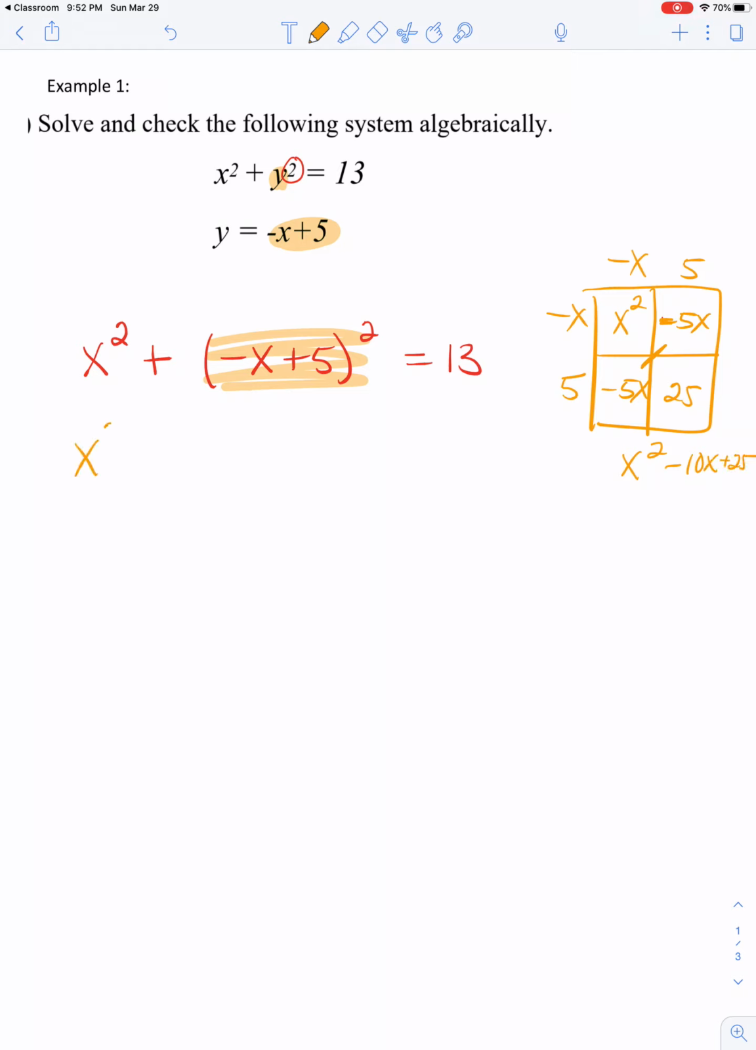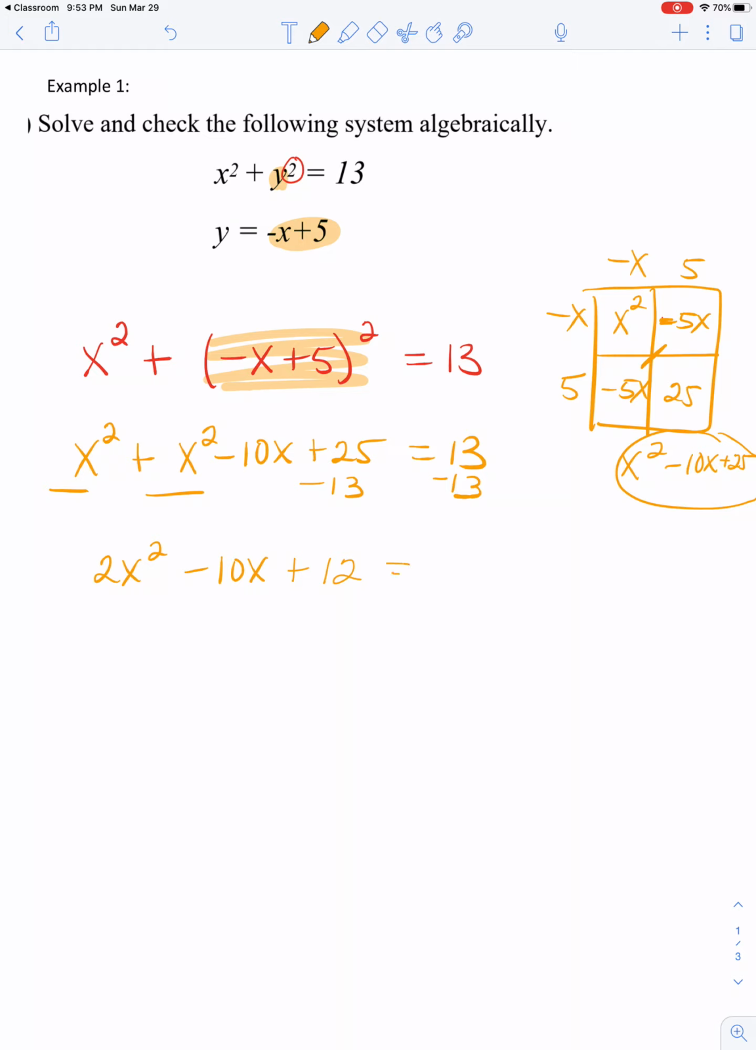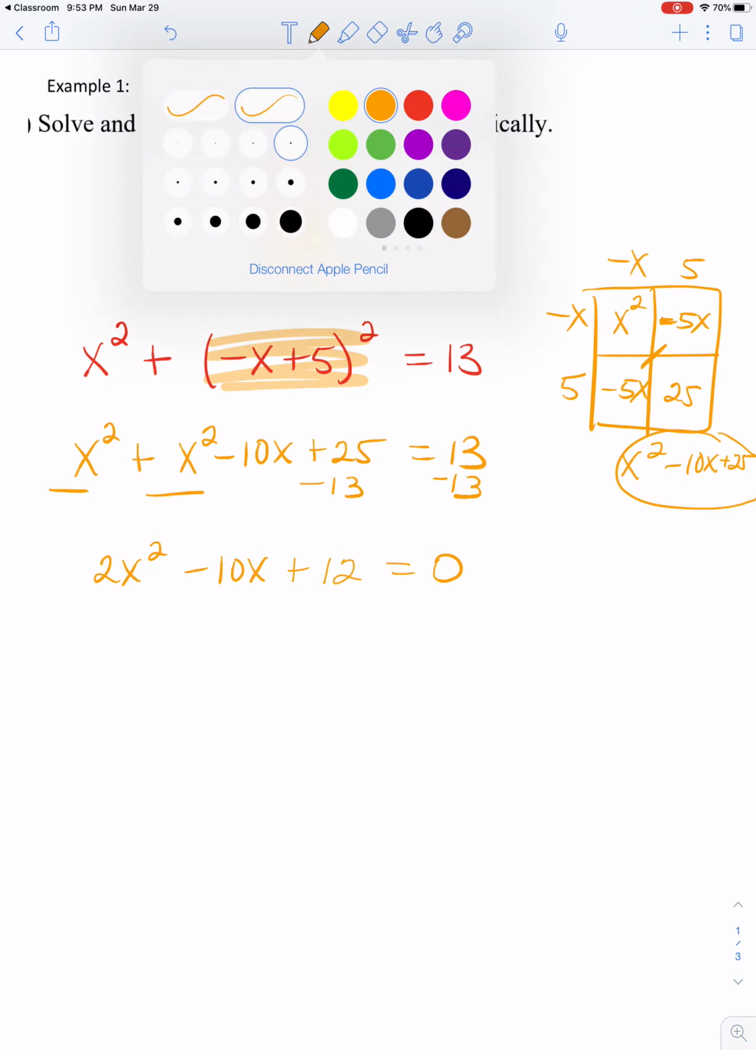So here I could bring down the x squared, and then in place of the binomial squared, I'm going to bring down what I got when I squared it. Off to the side here, just came in that place, equals 13. Now I'm going to simplify. x squared plus x squared is 2x squared. Bring down the negative 10x. Same line, I'll subtract 13 on both sides and get plus 12 equal to 0. So now I have a quadratic equation set equal to 0 that I can now solve for x.